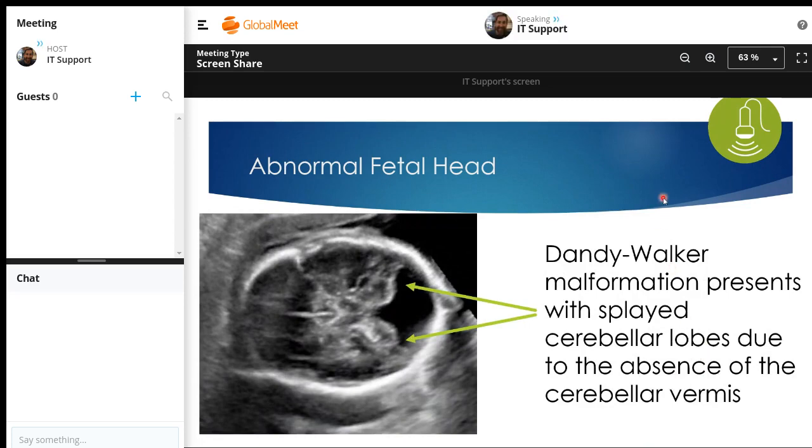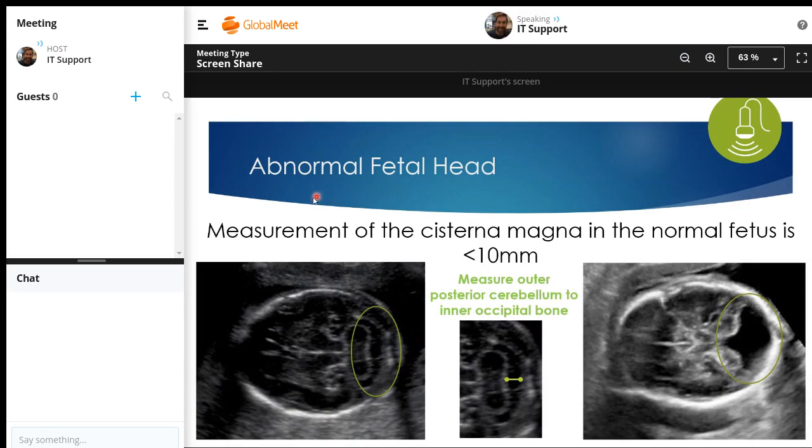So this malformation will splay the cerebellar lobes due to the absence of the cerebellar vermis. Since there's nothing connecting them together, they're going to be pointed out away from each other. If we remember, the measurement of the cisterna magna in the normal fetus is less than 10 millimeters. So this area right here. We measure outer cerebellum to inner occipital bone in an AP plane. So this area back here, behind the abnormal cerebellum, is clearly abnormal and much bigger than 10 millimeters. So very abnormal measurement.